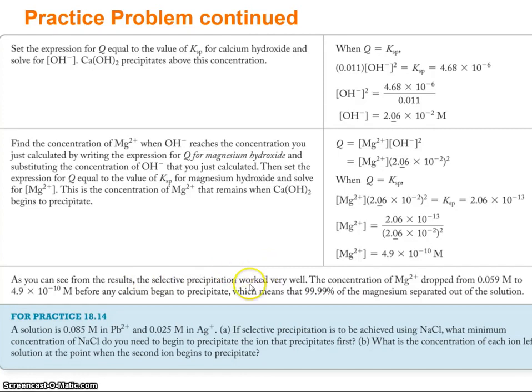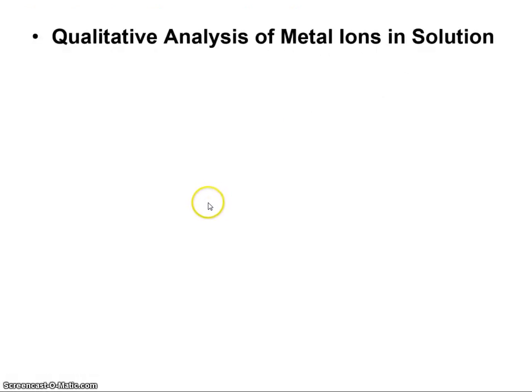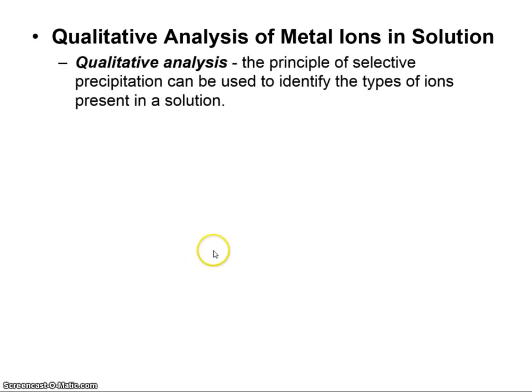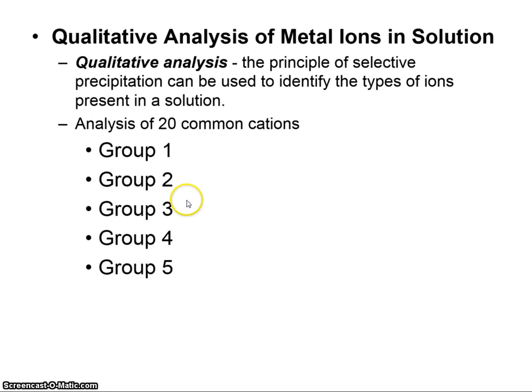Yep. And we can use this idea of selective precipitation in qualitative analysis of metals in solution, which you guys will probably do in a lab. So it's sometimes called qual analysis, qualitative analysis. So you've got two different ways you can address knowledge. It can be either qualitative, what is it, or quantitative, how much do I have? And this qualitative analysis scheme is used to identify different ions in solution, and it's used for the analysis of 20 common cations that are organized into 5 different groups.